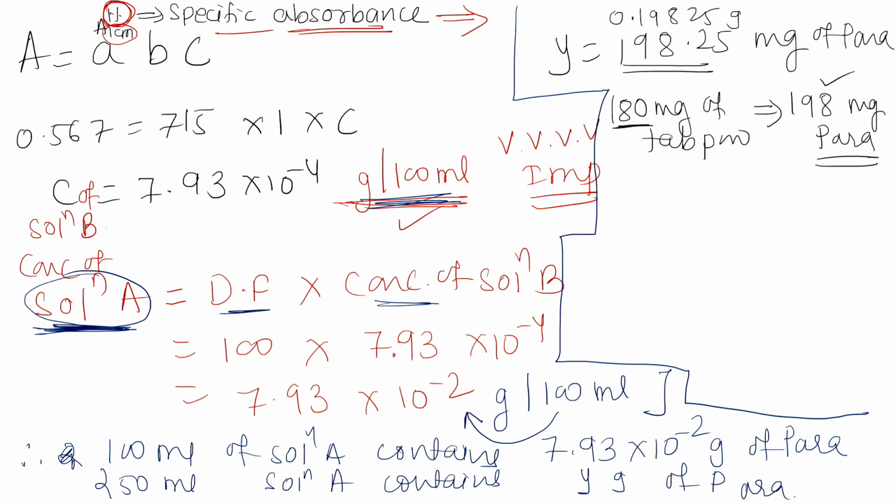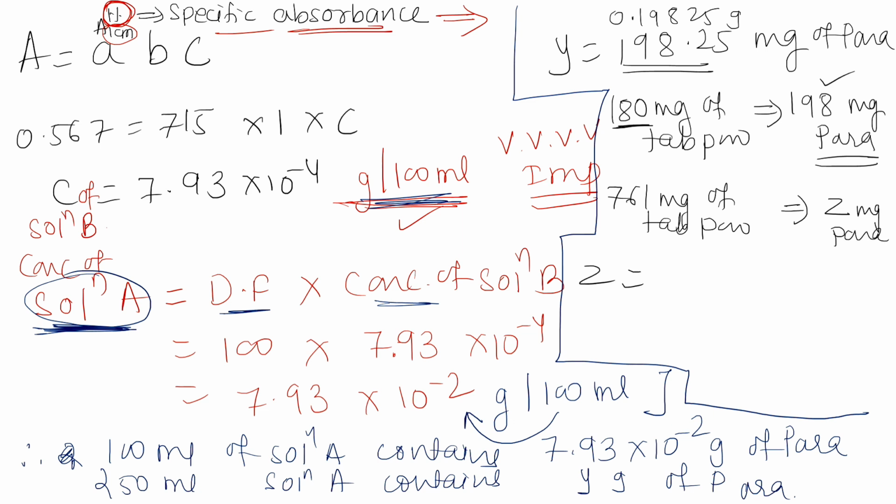So average weight mein kitna hoga? Mera aim kya hai aaj ka? To find out amount of paracetamol present in one tablet, right? So what was the average weight? Average weight was 761 milligrams of tablet powder. Contains z milligrams of paracetamol.